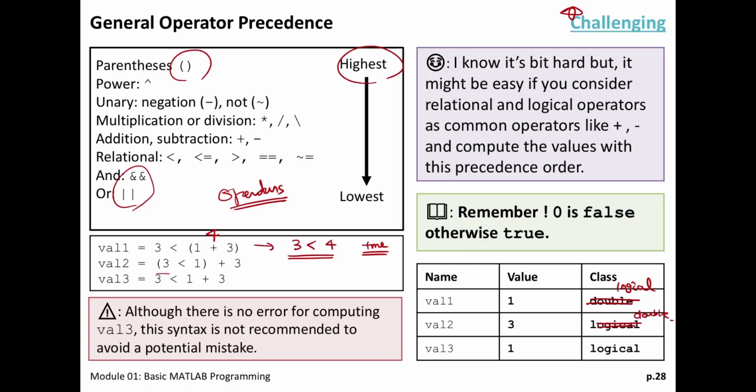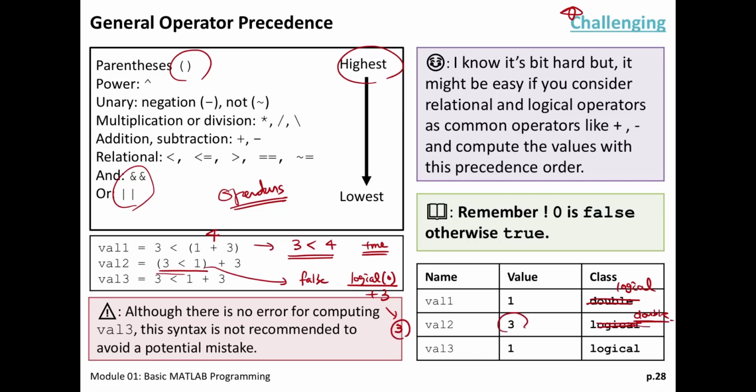Okay, what about this one? Parenthesis first, that is false, right? False, or logical 0. So logical 0 plus 3 is... Logical 0 is typecasted to the double 0. That's why this becomes a 3. The outcome is a 3 and double type.